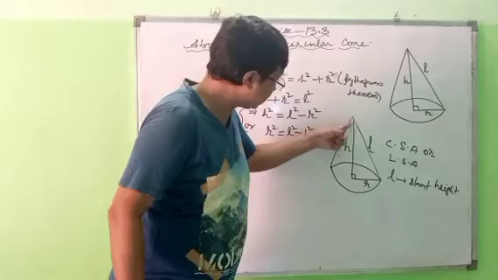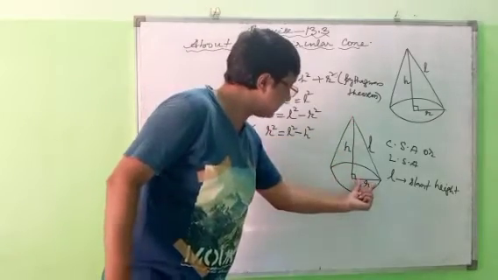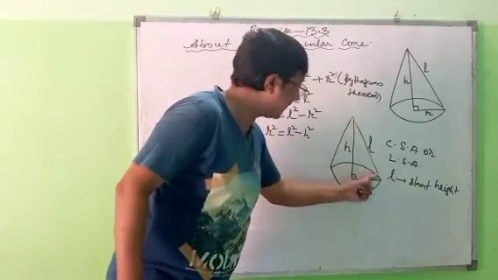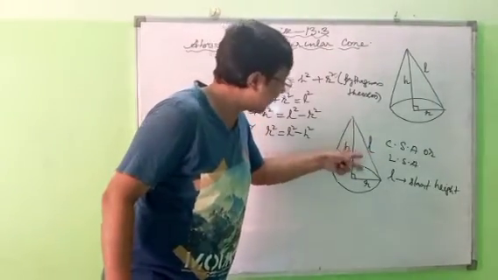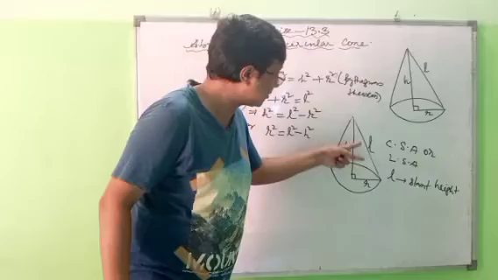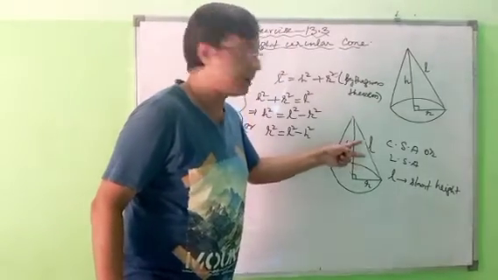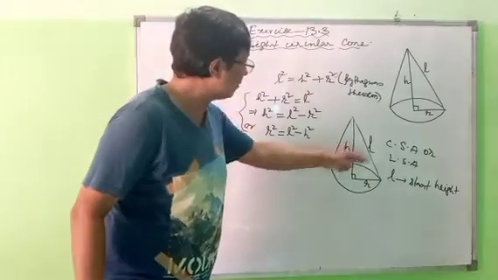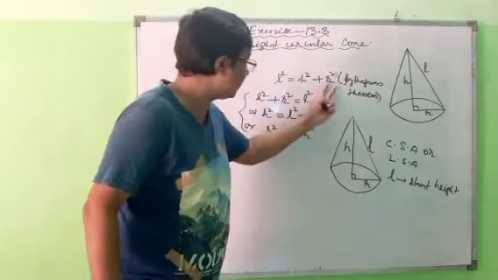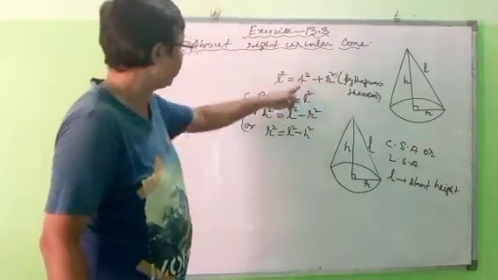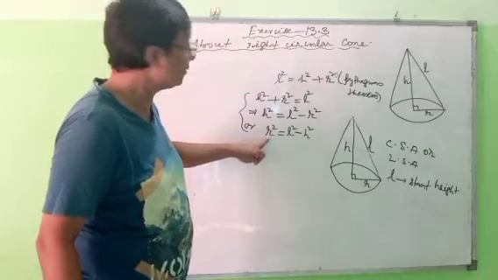Here this is the height, this is the radius, and this is called the slant height, denoted by small l. Since this is a right angle triangle, using the Pythagoras Theorem you have got l square equals h square plus r square, and from this you have got h square and then r square.